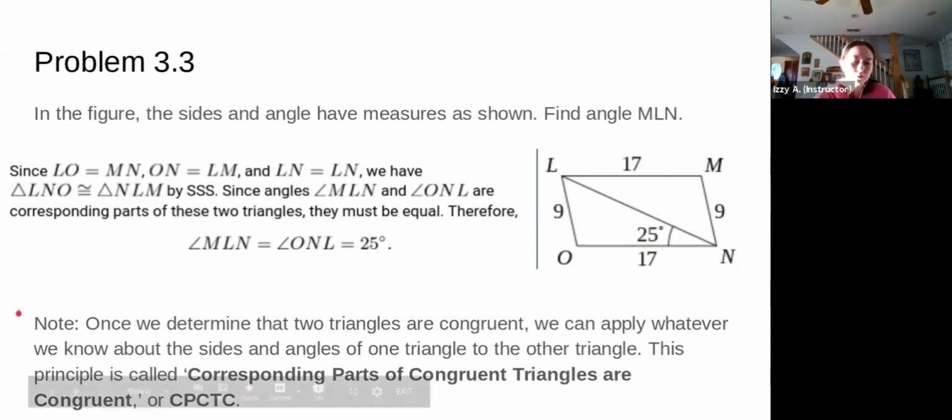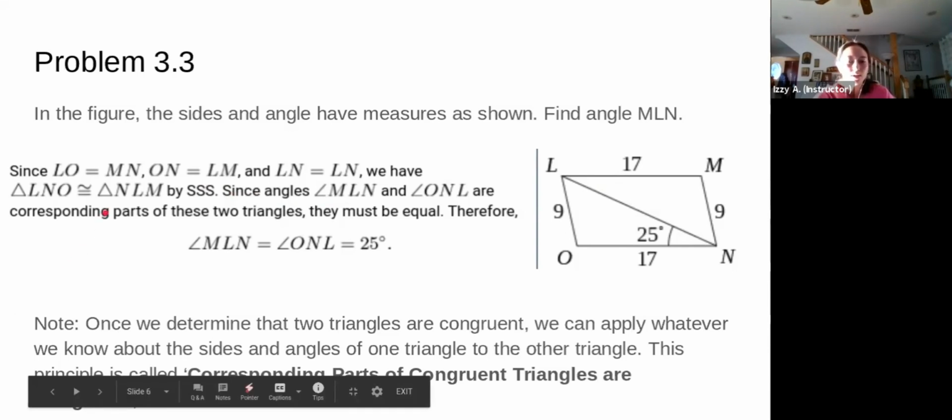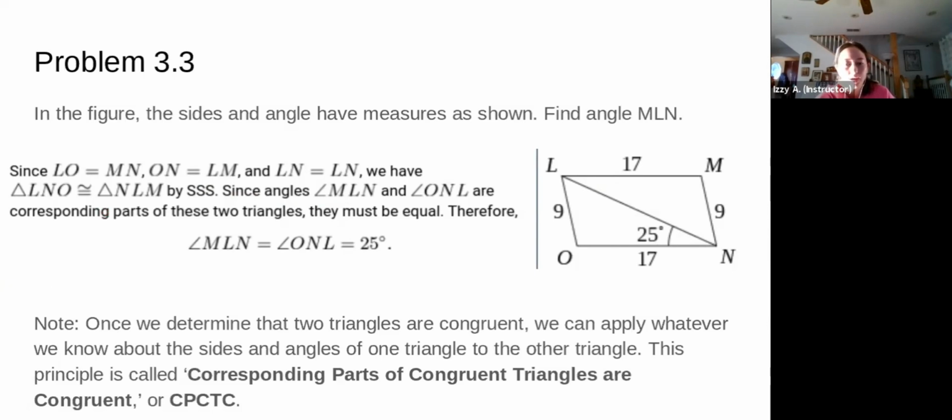And here's a note below. Once we determine that two triangles are congruent, we can apply whatever we know about the sides and angles of one triangle to the other triangle. So this is what we just did by figuring out that these two triangles are congruent by SSS. We knew that the sides were congruent, therefore we also knew that the angles were congruent.